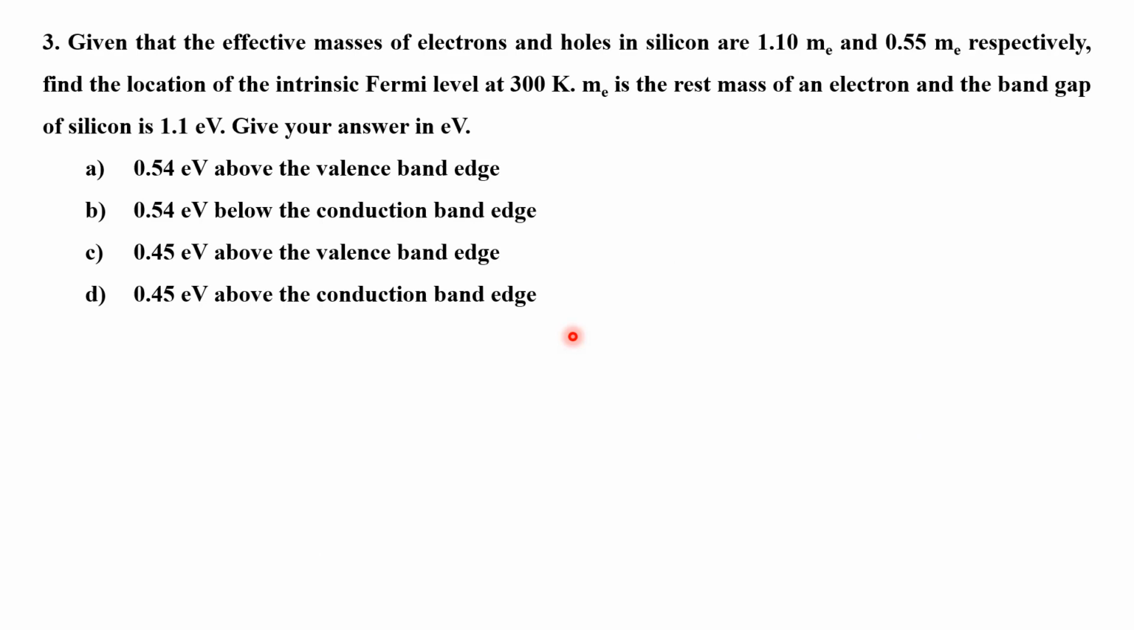So the next question is, given that the effective masses of electrons and holes in silicon are 1.10 m0 and 0.55 m0 respectively, find the location of the intrinsic Fermi level at 300 Kelvin. m0 is the rest mass and the band gap is also given as 1.1. In the previous question, we had seen an equation that connects EFi and EV, so that equation you have to use here.